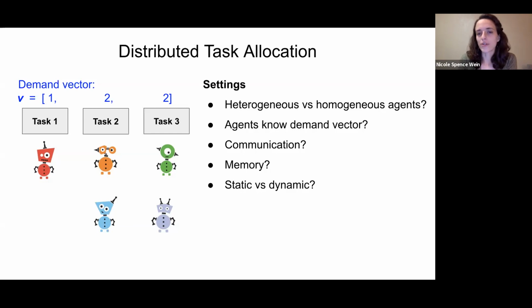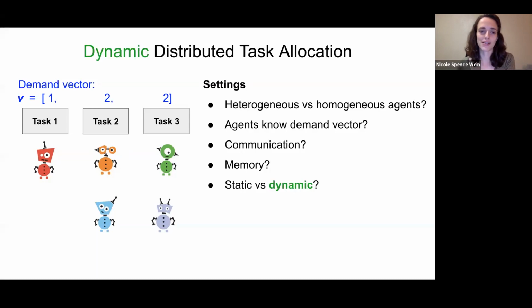And then there's also the issue of memory. So how much memory do the agents have? How much computational power? And then there's the issue of whether we're in the static or dynamic setting. And in this paper, we're considering specifically the dynamic setting. So what this means is that the demand vector is going to be changing over time.